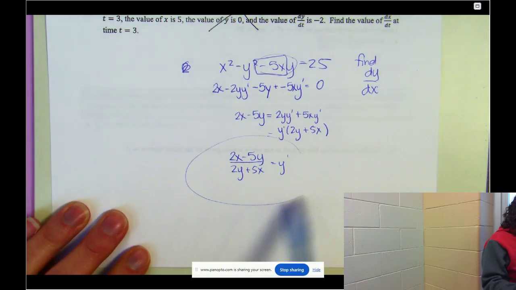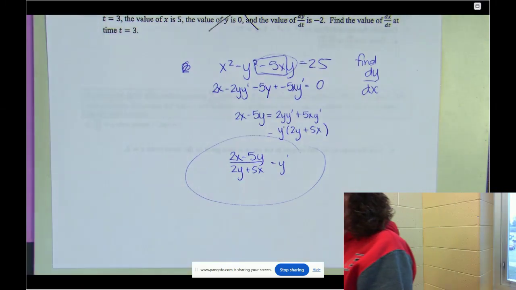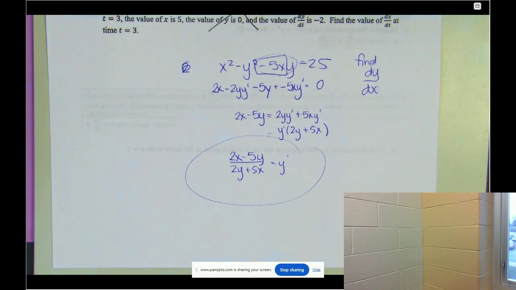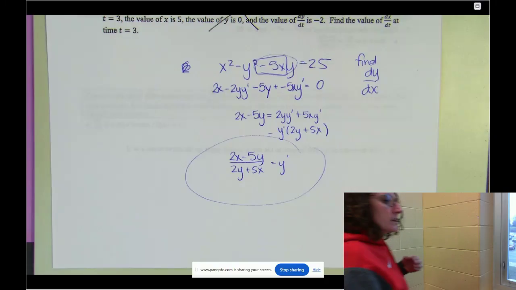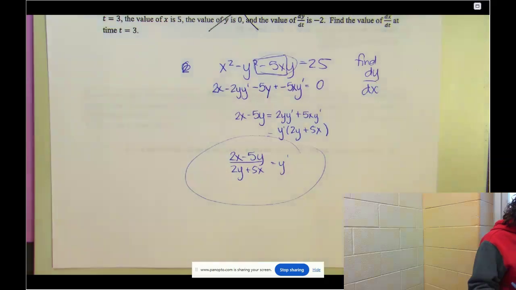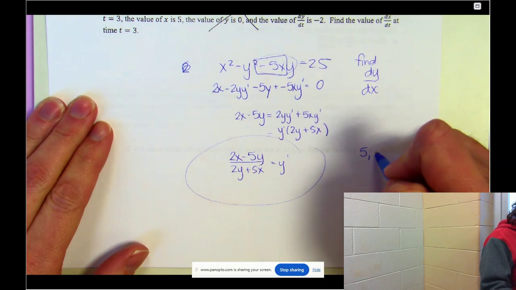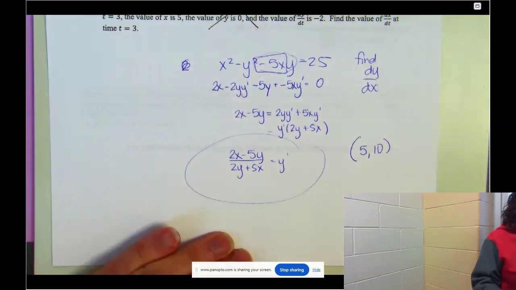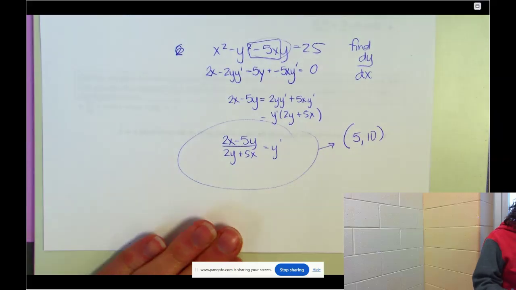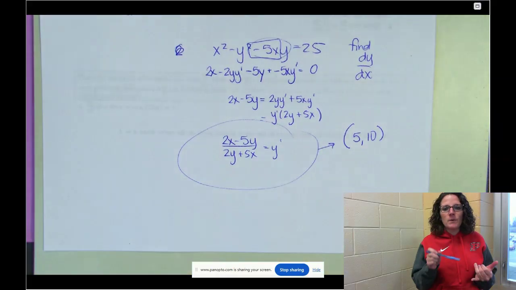Okay, so you guys, this is implicit differentiation. So what we are going to be doing is combining implicit differentiation with what we've already talked about with increasing and decreasing and concave up and concave down. Okay, so let me ask you this question. If this is our equation and we know that it goes through the point 5, 10, which I don't know if it does or not, but we'll just pretend. So if it goes through the point 5, 10, you should be able to tell me if this equation is increasing or decreasing at the point 5, 10.